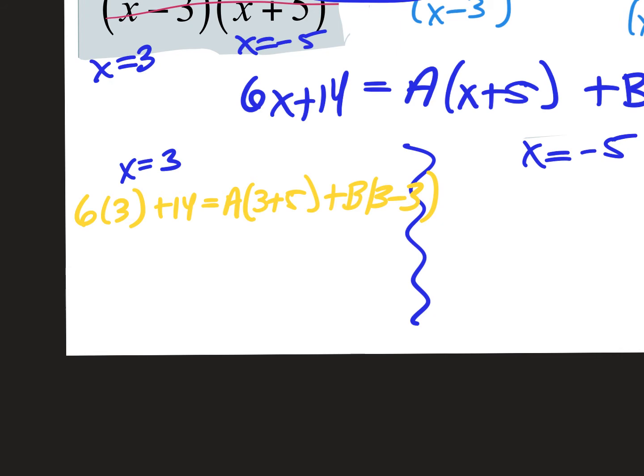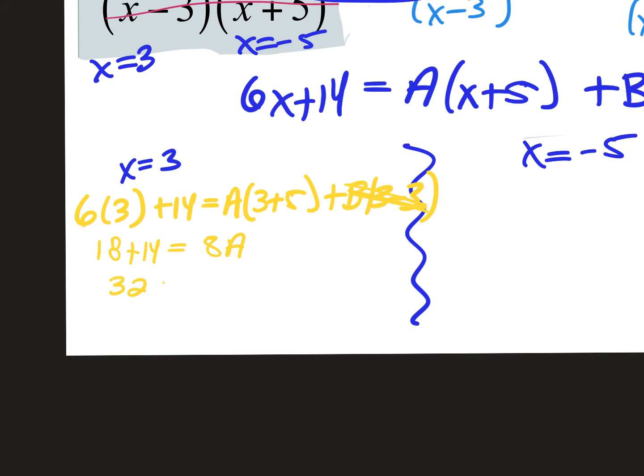You see that? Okay, so let's simplify. What's 6 times 3? 18. So 18 plus 14 equals, what's 3 plus 5? 8, so 8A. You agree? And then what happens with 3 minus 3? 0. So this would cancel out. What's 18 plus 14?